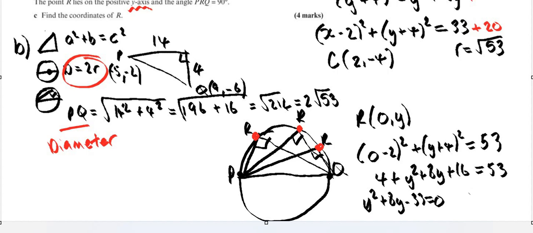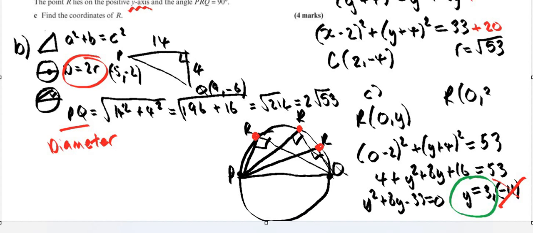And now I just need to find the correct value of y. When I solve that equation, I get that y is equal to 3 or minus 11. And we're told it's on the positive y-axis, so that means it can't be this one. So y must be 3. So the coordinates of R, remember that's the question, are 0, 3. And now we've fully answered the question.